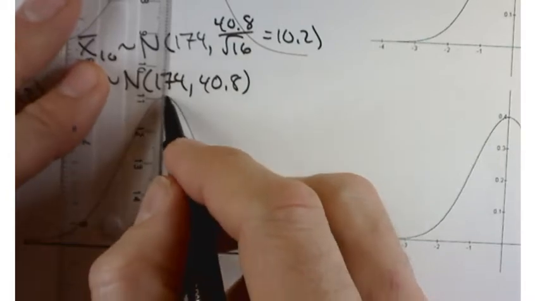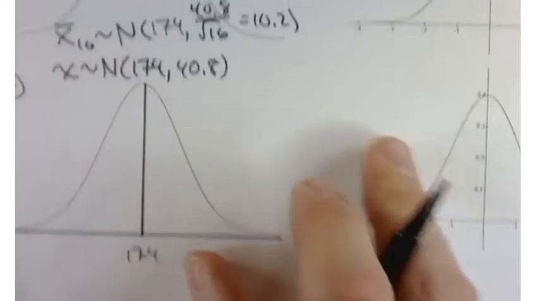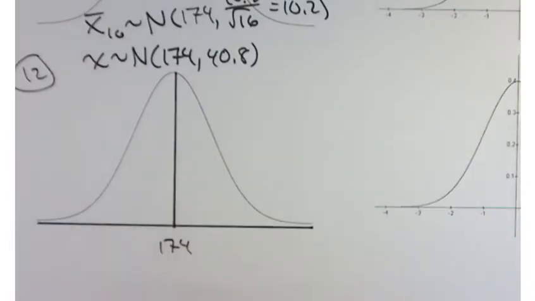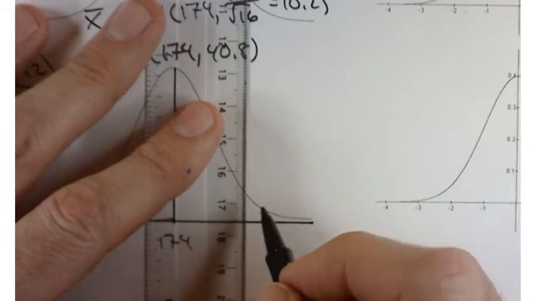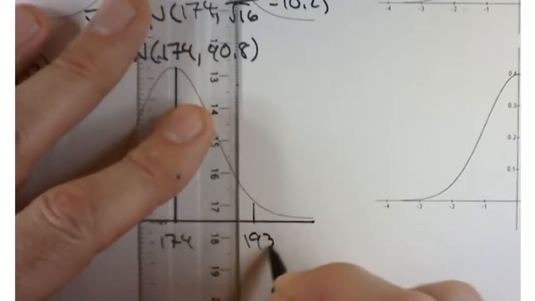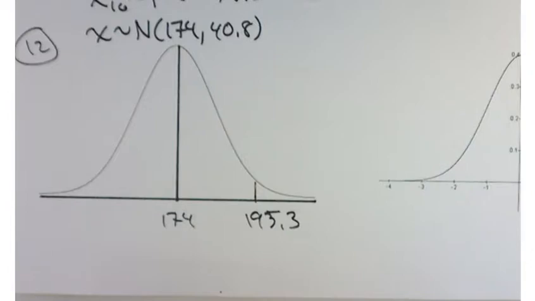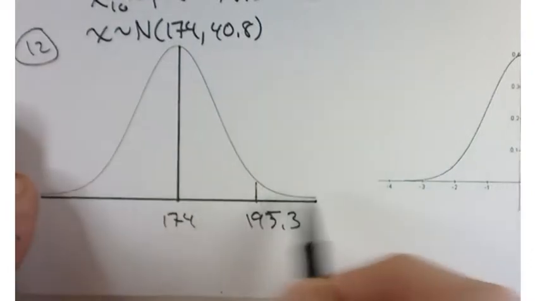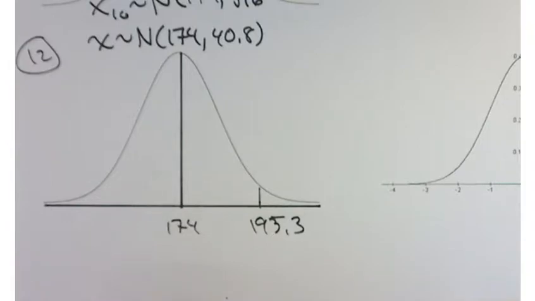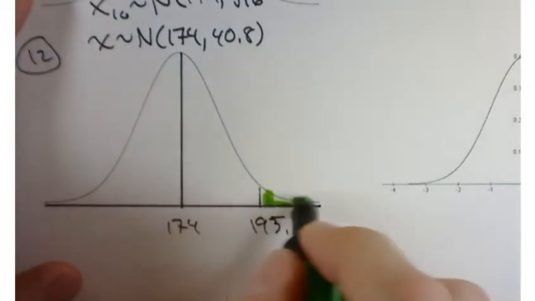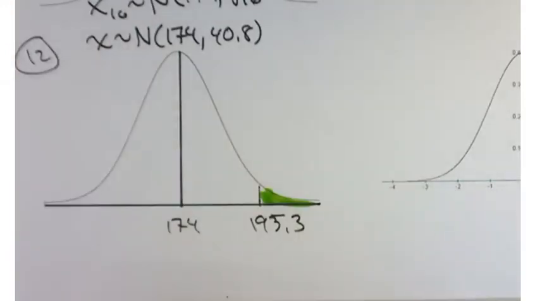So 174. In order for this elevator to be safe, we want to know the probability of finding a value out here in the tail, at 195.3. That's kind of like the breaking point for this elevator. So what's the chance of exceeding that limit? Is that going to be the area in the right tail or the left tail? Right tail. So we want this probability here. Does that look like a really big probability or a really small probability? Small. Keep that in mind as we look this up in our z tables.